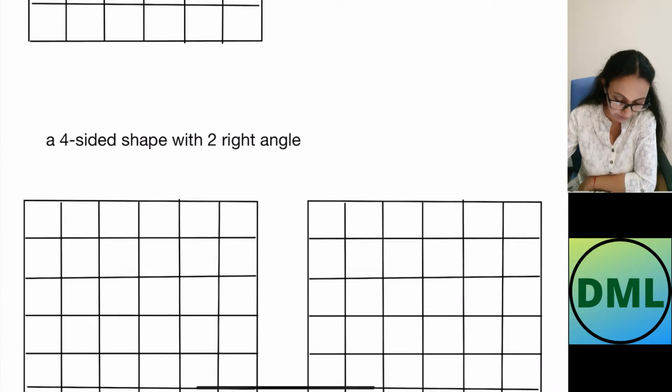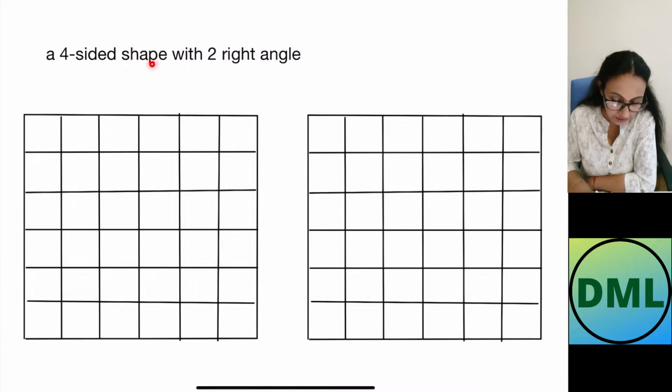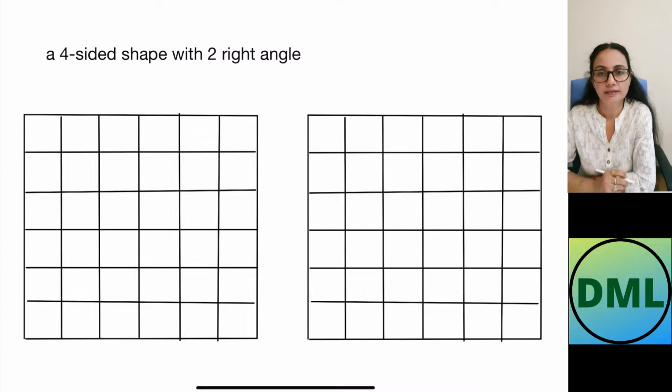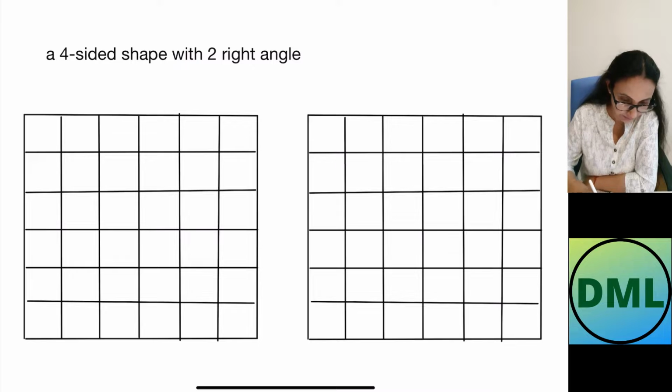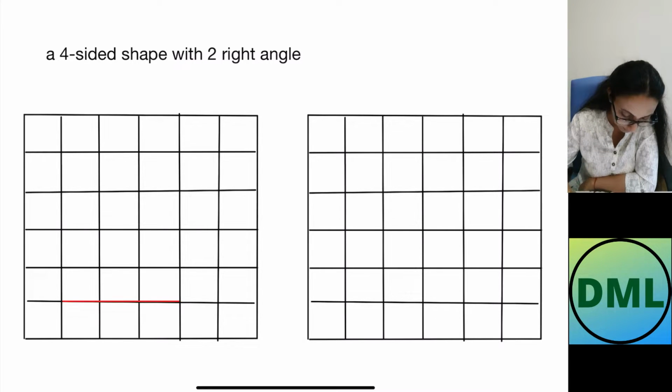Let's see one more example here. A 4-sided shape with 2 right angles. Can you draw it? Let's draw it together. I need 4 sides and 2 right angles. So first I'll draw 2 right angles. If I draw the line here, I will go like this. I will go like this. So I have drawn 2 right angles here.